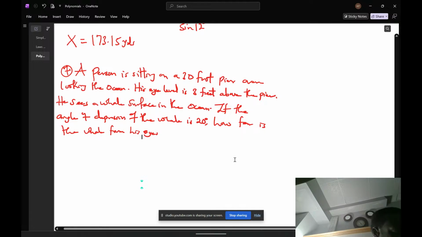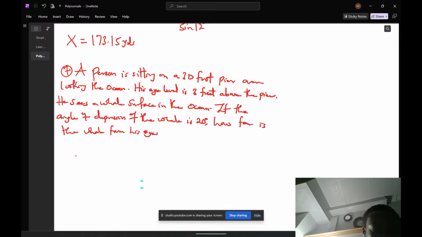Okay. So let's say that this is the 30-foot pier. Let's say this is what the pier looks like. And this is 30 feet. And it says, if the angle of depression.